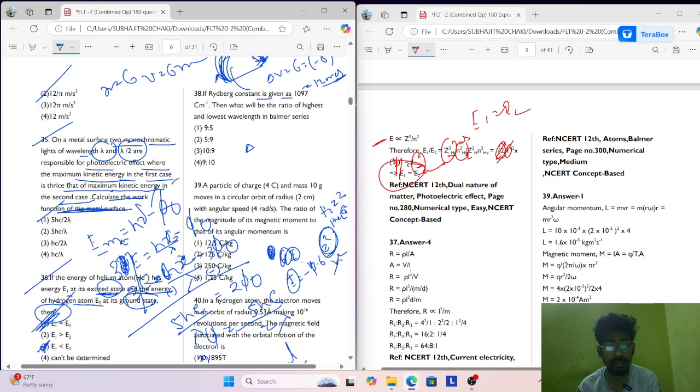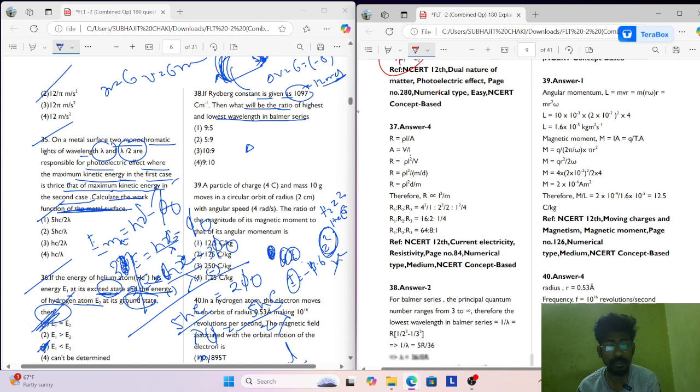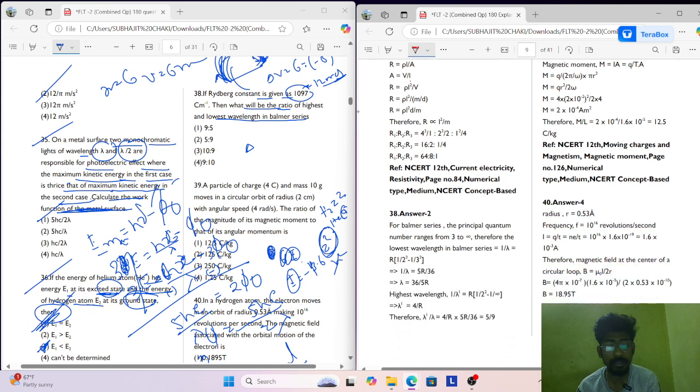If Rydberg constant is 1.097, then what will be the ratio of the highest and lowest wavelengths of the Balmer series? How to calculate? Lowest wavelength corresponds to 1 by 2 squared minus 1 by 3 squared, meaning 5 R by 36. For the highest, the wavelength will be equal to 4 by R. Now take the ratio, what will we get? This R will cancel out, this 9. So this will be 5 is to 9.